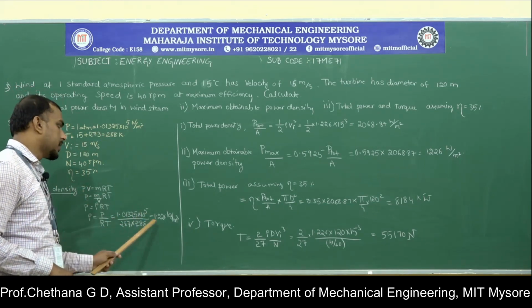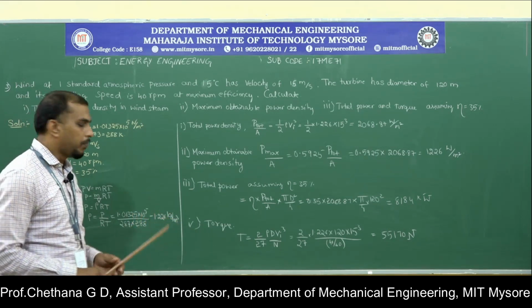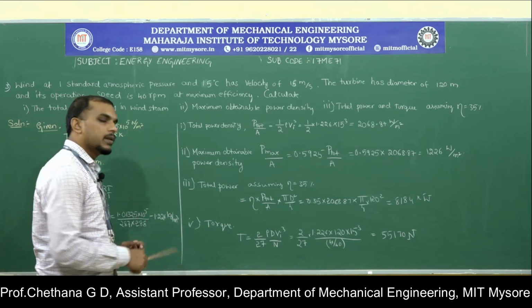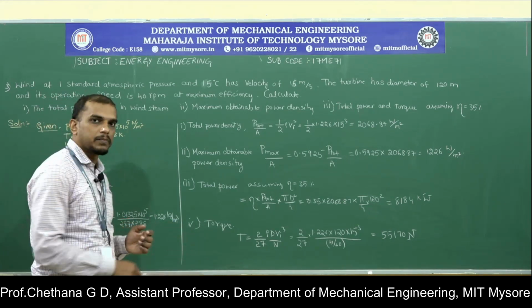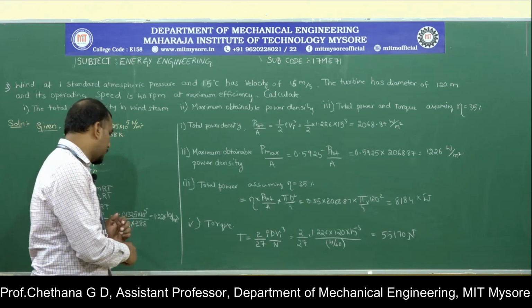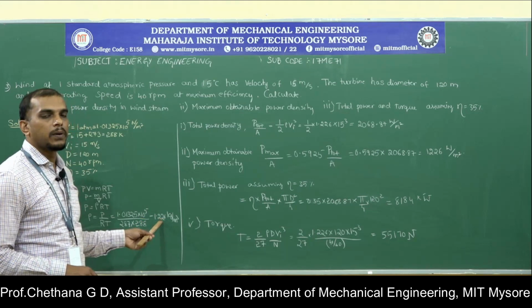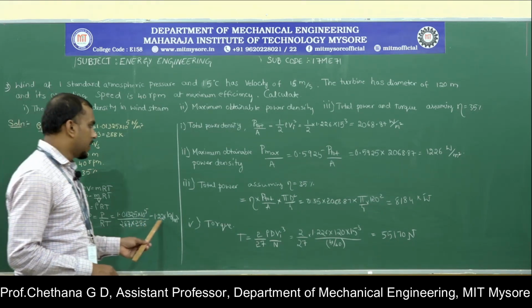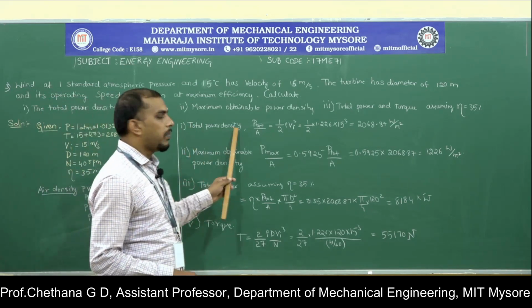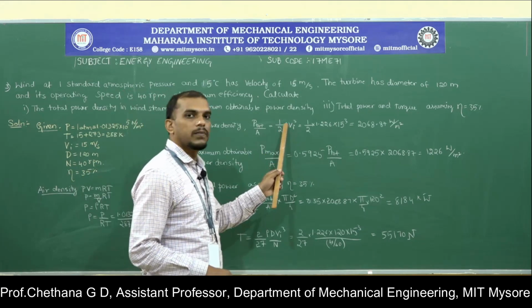So, if you simplify this, you get the density as 1.226 kg per meter cube. The known value is 1.23 kg per meter cube, it is quite near to that value. But whenever this data is given to you, it is expected that you calculate the density by using pressure and temperature.